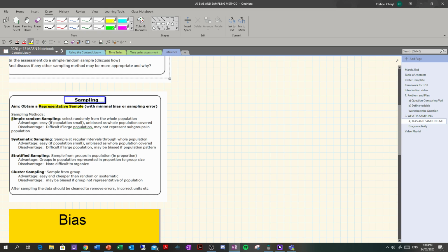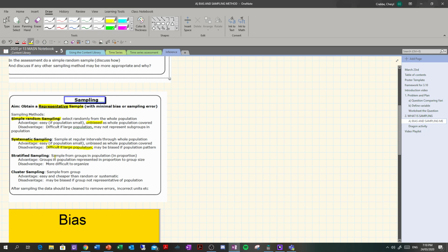Simple random sampling is a good convenient way of doing it from the whole population, and it's easy. It's generally unbiased as the whole population is covered, but it's difficult if you have a large population, because then it becomes difficult to get a random sample from that in a convenient way. There's systematic sampling at regular intervals for the whole population. It's not particularly hard, it's unbiased, but again, it's a bit difficult if you have a large population, and maybe biased if there's a population pattern going on.